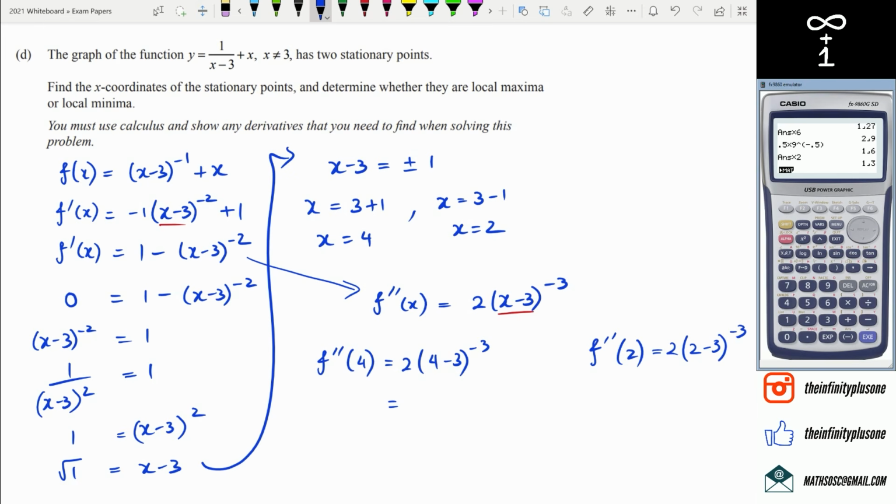So for the first one, I've got 1 to the power of negative 3, that's just 1, and then we've got 2, and then here we've got negative 1 to the power of negative 3. Negative 1 to the power of negative 3 is just going to be negative 1, and then that's going to be negative 2. So from this, I can say that f double dash of 4 is greater than 0, therefore minimum point. And f double dash of 2 is less than 0, therefore maximum point.